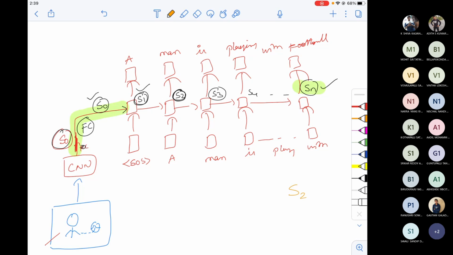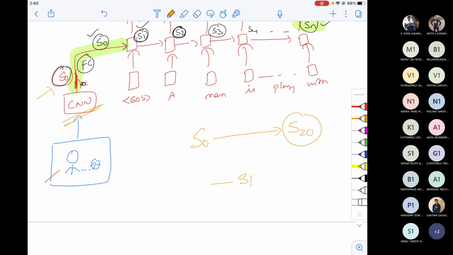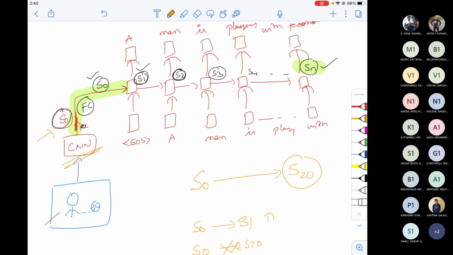Assume that I have a very big sentence to be generated. Assume that I want to generate a sentence with 20 words. That means I'll have 20 states, that is S20. Whenever I'm getting the S20, the input S0, that is nothing but the CNN understanding, cannot influence much on S20. Maybe on S1, the influence of S0 is very high, but on S20, the influence of S0 is very, very small, very negligible.